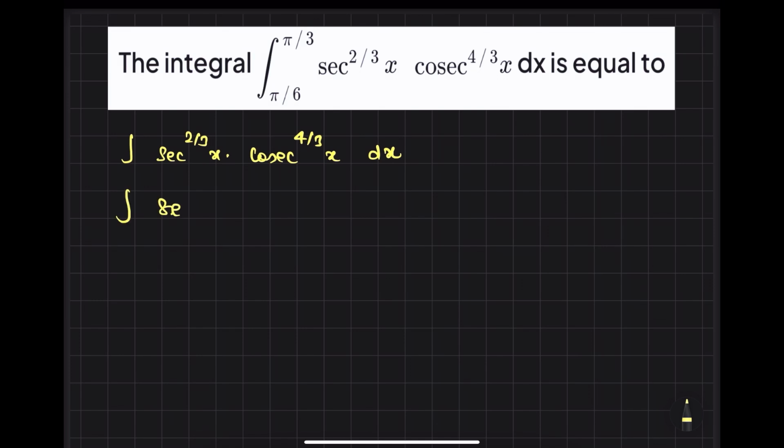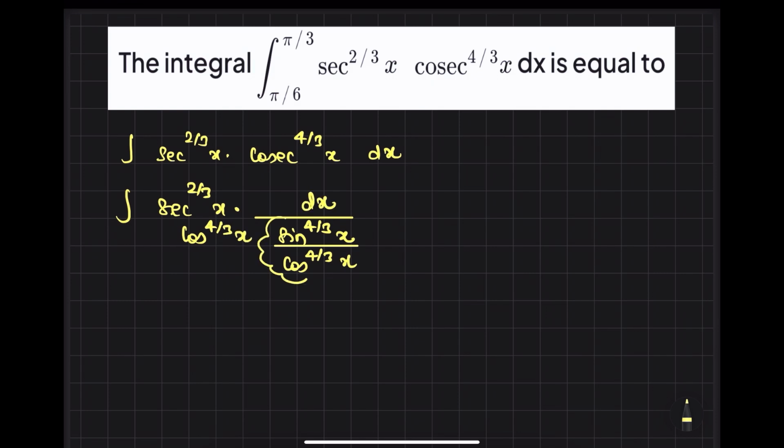First thing is, we will try to write cosec as sine, so that it becomes much more convenient to convert it into tan. So sine power 4 by 3 x. Now to convert this into tan, we have to multiply and divide by cos to the power 4 by 3 x, and then dx. So this thing will become tan x, correct?